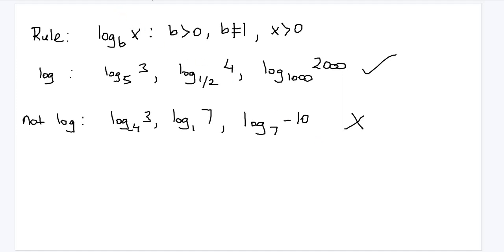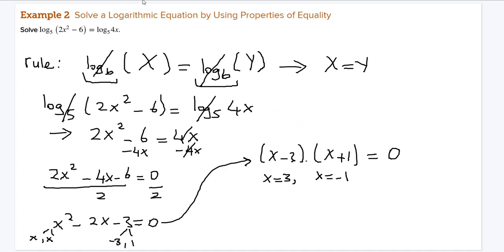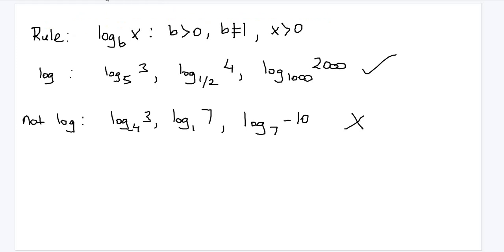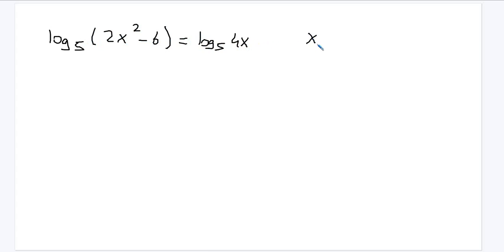Okay, so let's go back to the question. What we got, 3 and negative 1. Now I'm going to plug them back into this to see if it's verifying or not. Okay, so I'm going to put the equation again here. Log base 5 of 2x squared minus 6 is equal to log base 5 of 4x. Remember, we get x is equal to 3 first. Let's just check this one first. I will plug 3 into this and this.